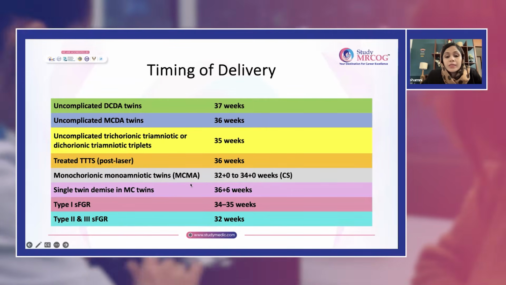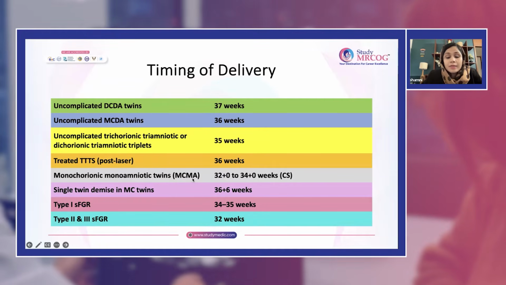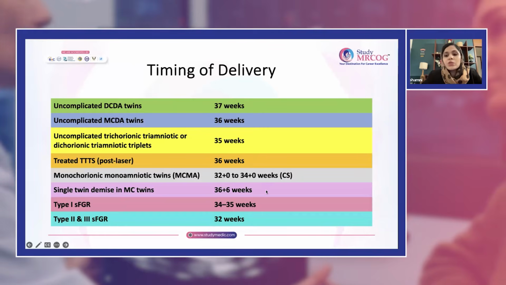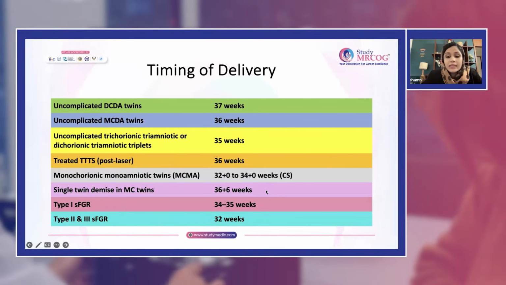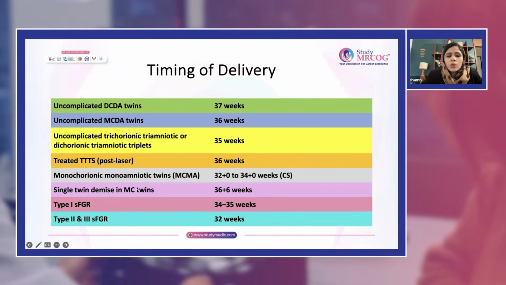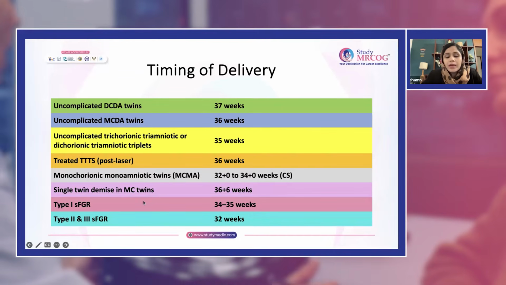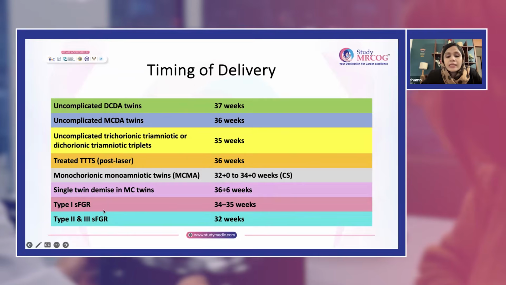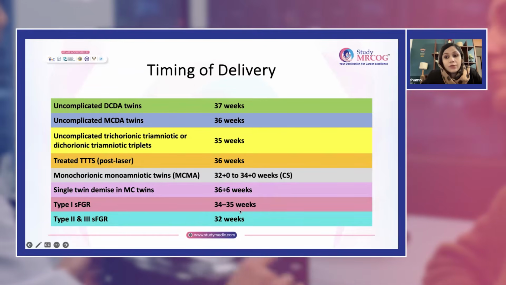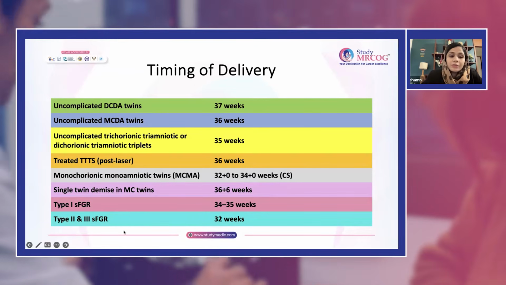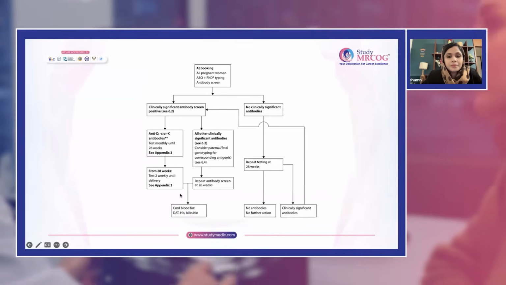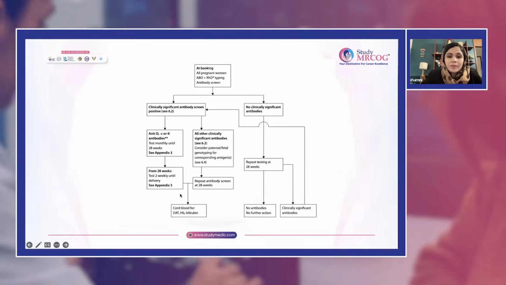Monochorionic monoamniotic twins, because of the cord entanglement risk, we are going to deliver at 32 to 34 weeks, and definitely we'll be doing it by cesarean section. So this we already discussed, the single twin demise, it's 36 plus 6. If it is type 1 selective fetal growth restriction, 34 to 35 weeks, and type 2 and 3, it is 32 weeks. Okay. So that's all regarding multiple pregnancy.